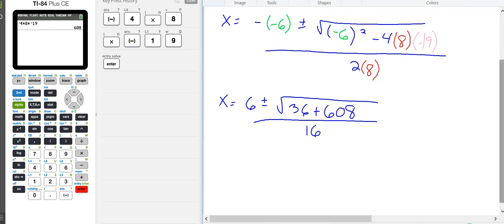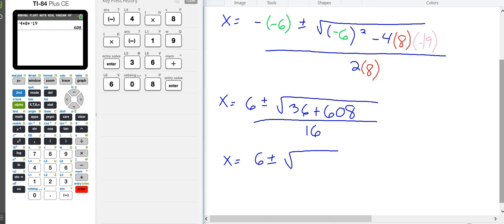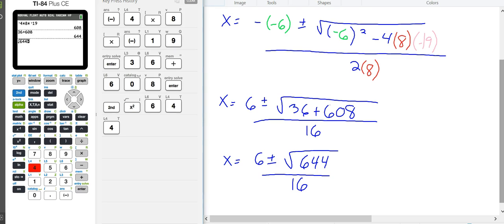Let's simplify this further. X is equal to 6 plus or minus the square root of 36 plus 608, which is 644, over 16. Let's see, is the square root of 644 a perfect square? It is not, so we're going to have to put it into simplest radical form. To do that, we need to find the prime factorization of 644.